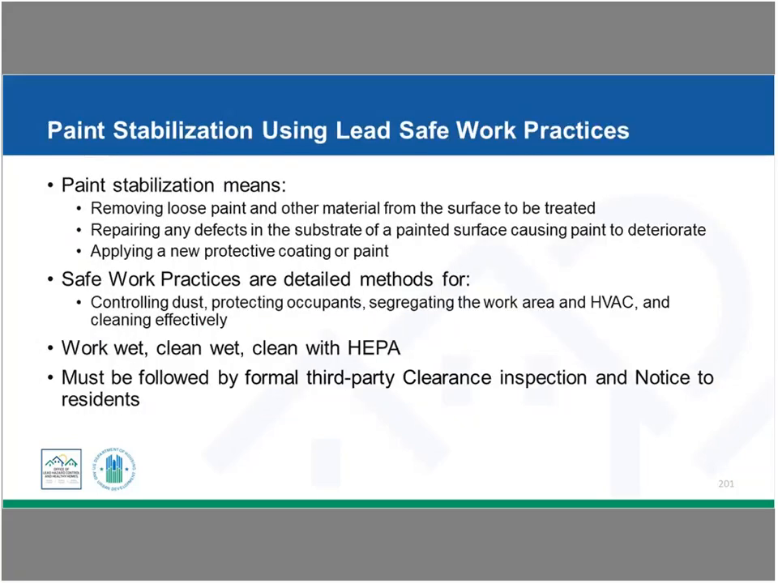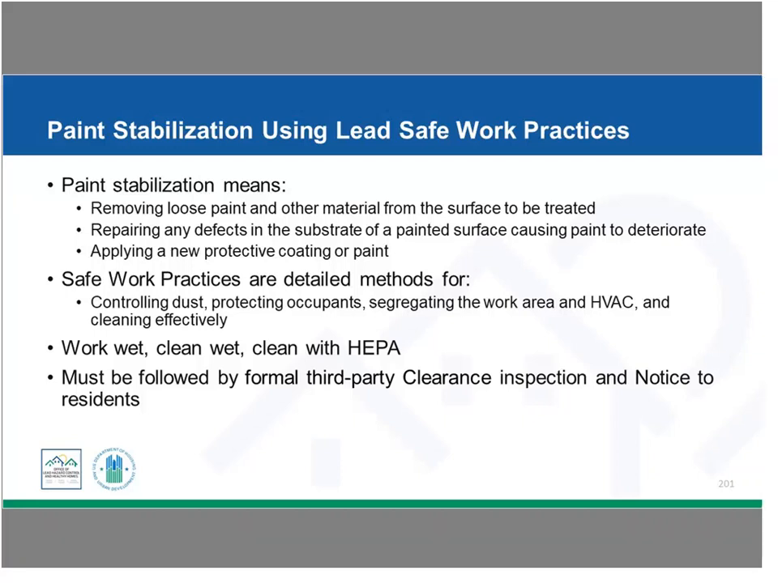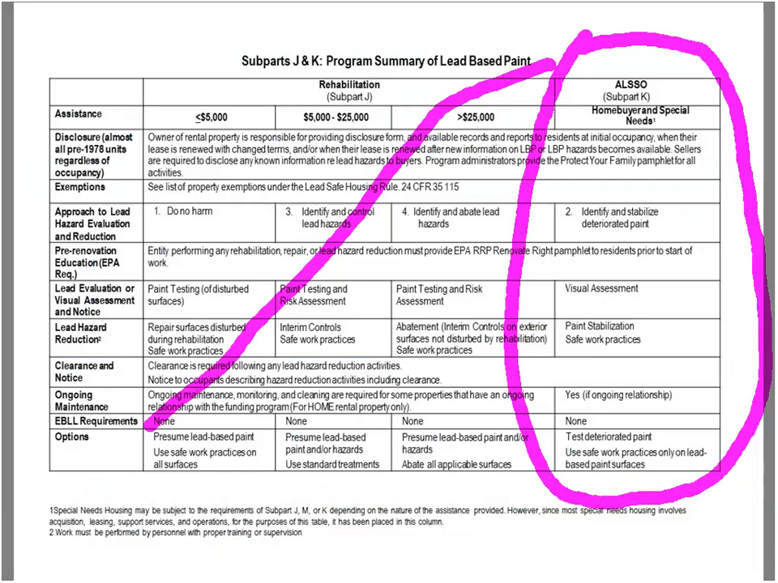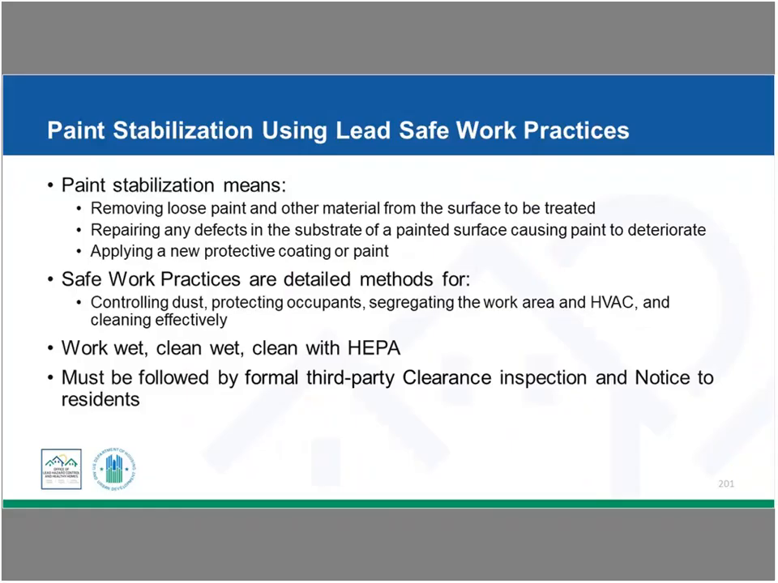Okay, so we are now talking about treating. During our visual assessment, we identify deteriorated paint and we need to treat it. For Subpart K, let me show you our summary list here too. We did our visual assessment, we identified that there was deteriorated paint, and now we're doing paint stabilization. You can see that there.